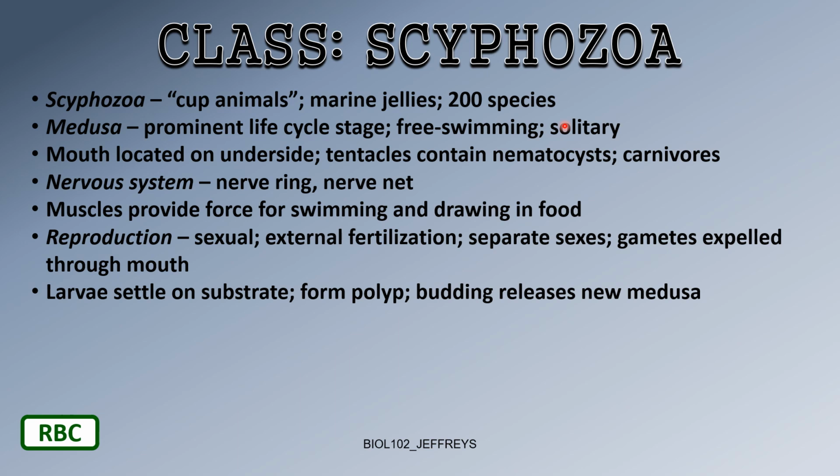So when you're out in the ocean, down at the Outer Banks or whatever, and you get a massive influx of sea jellies, of jellyfish, that's a mating thing, right? It's a mating collection going on, a mating event. Okay, so the mouth is located on the underside, as we saw from the illustration. Tentacles contain the nematocysts, and these are carnivorous animals. They eat other animals.